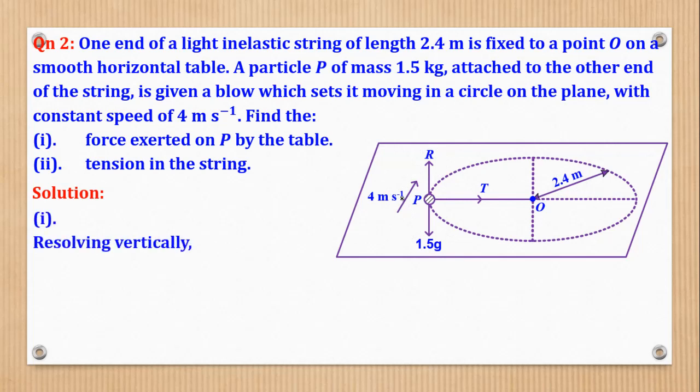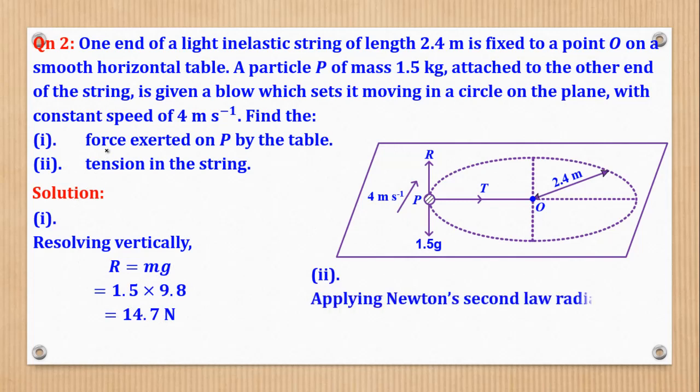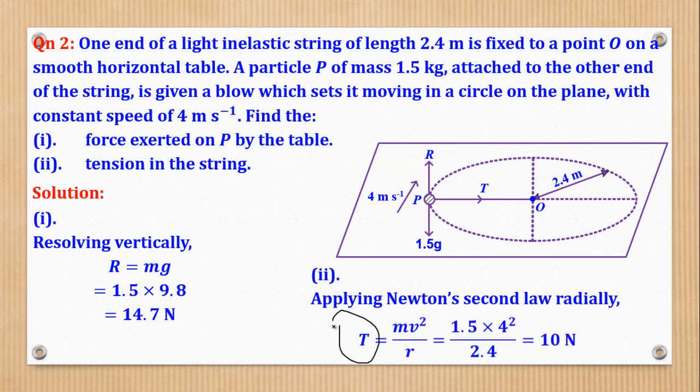Then we shall resolve vertically to come up with R equal to mg. So R, m is that, g is that, to come up with the value of R as that. And that's what they wanted in Roman 1. For Roman 2, we shall resolve radially, or use Newton's second law radially. This provides the necessary centripetal force. So mv squared over r, you come up with the tension.